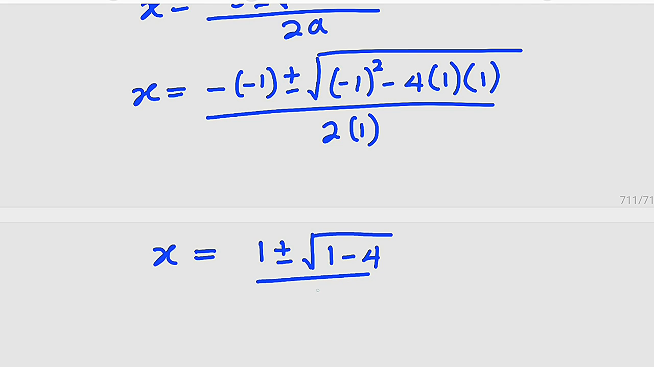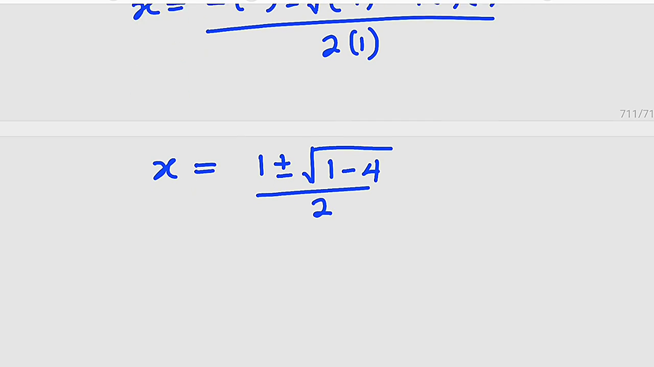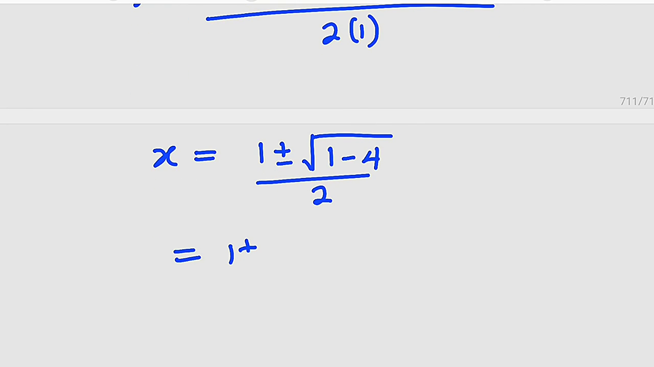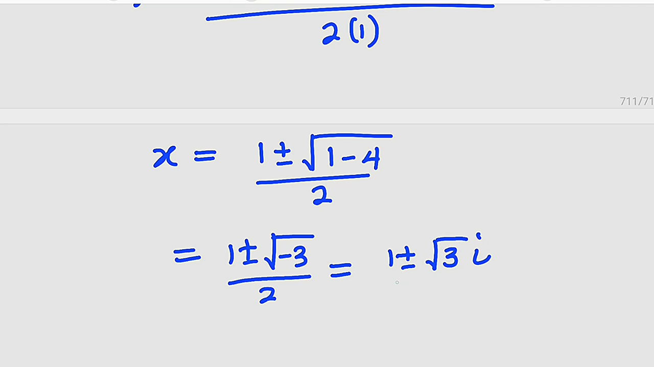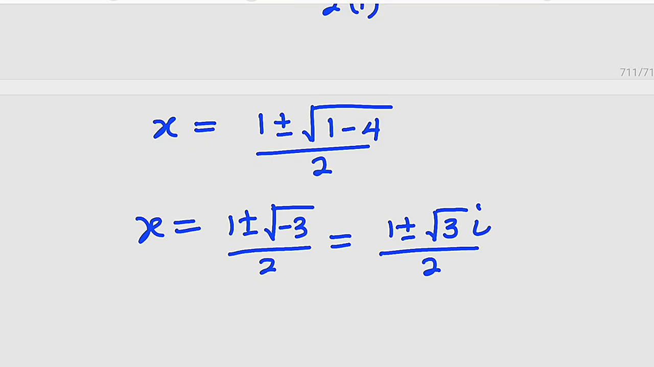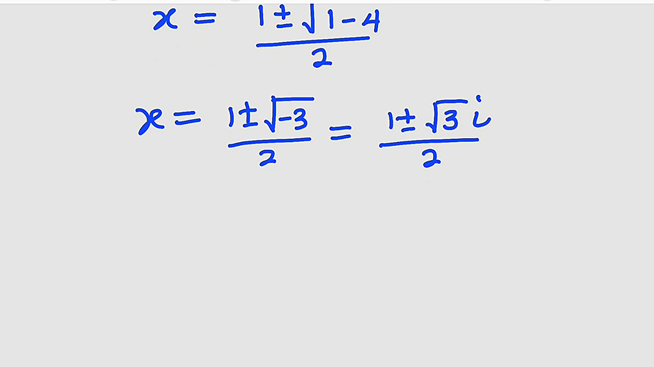Divide by 2 times 1, which is 2. This is equal to 1 plus or minus the square root of negative 3, divided by 2, which is equal to 1 plus or minus square root of 3i divided by 2. And this is just another two complex solutions which we can split if we like.